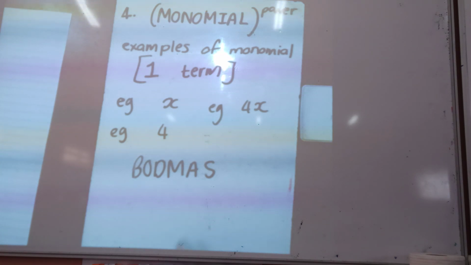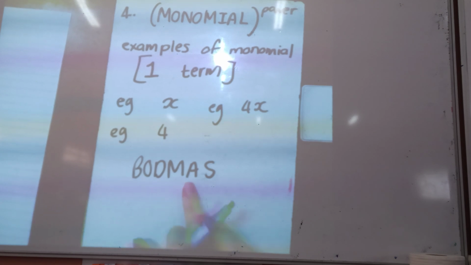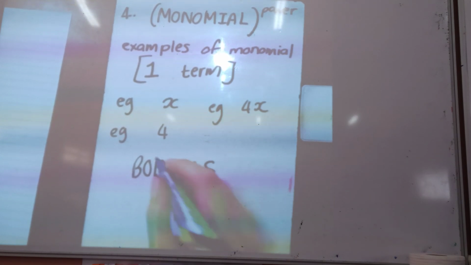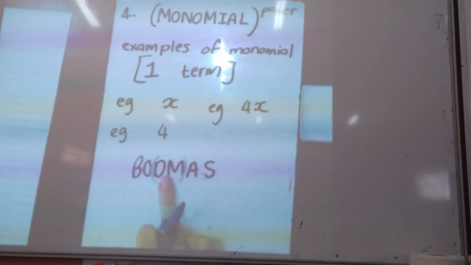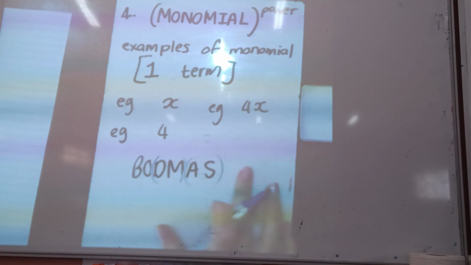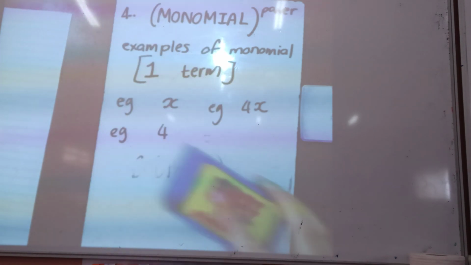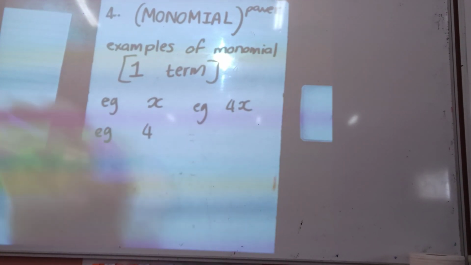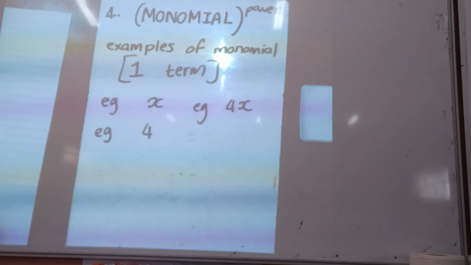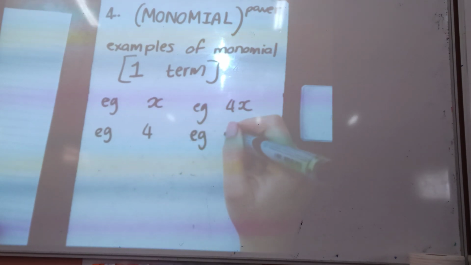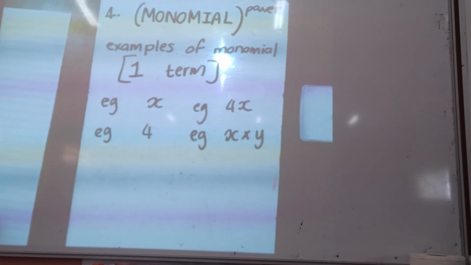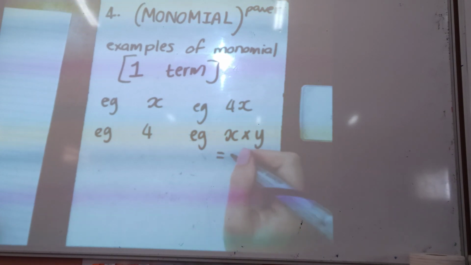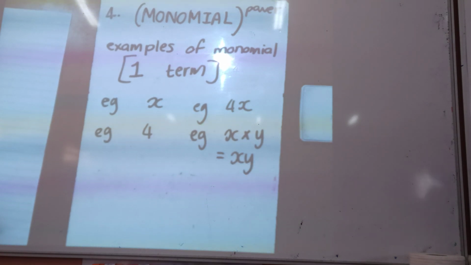Okay. Right. Kids, so remember you were talking about what joins things together? Remember I said to you division and multiplication are one thing. They join things. And addition and subtraction, they separate things. So this is indeed a monomial. Another example of a monomial is x times y. Why would x times y be a monomial? Because they join together. Very good.